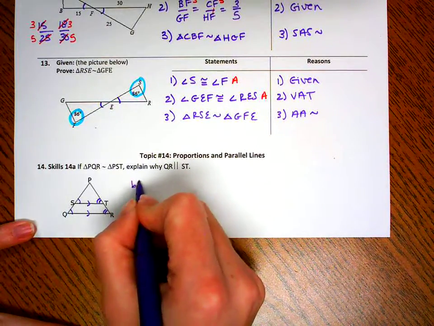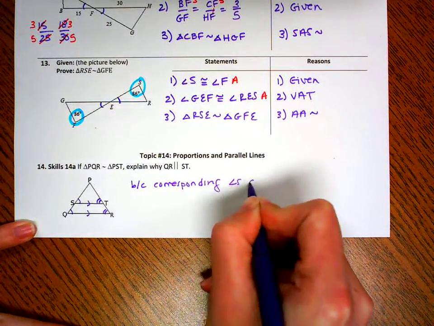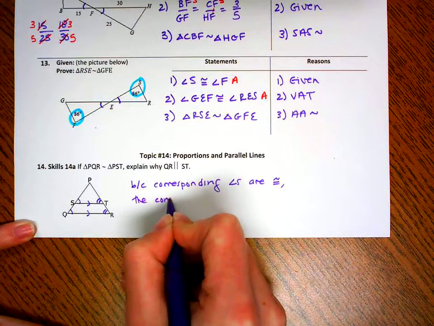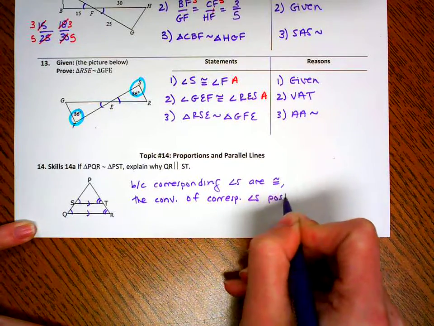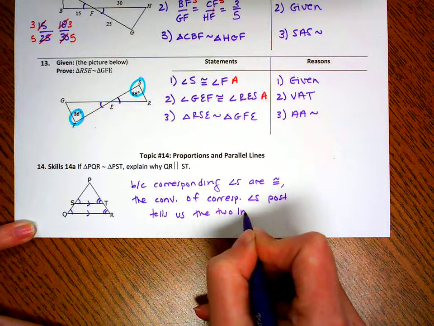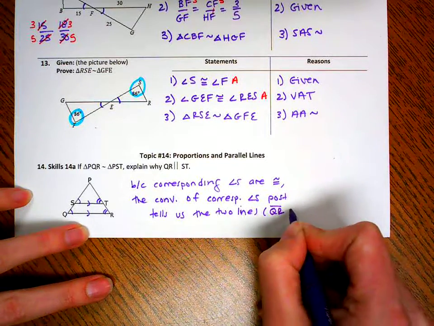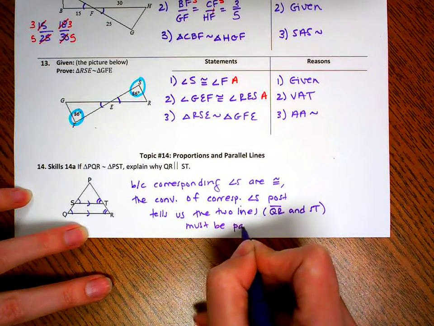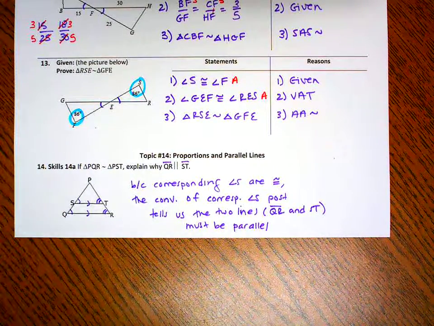So I would just say, because corresponding angles are congruent, the converse of the corresponding angles postulate tells us the 2 lines, segment QR and segment ST, must be parallel. And really, this should have segments there and there. That was our mistake. Okay, that's the end of video 3. I'll get started on video 4 soon.